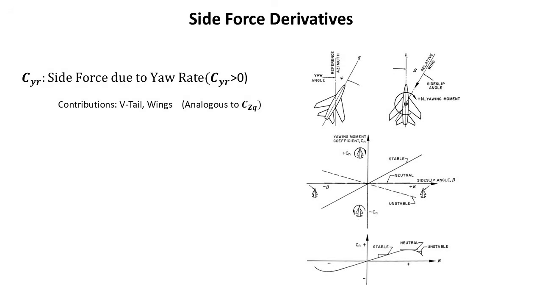This basically creates a net side force to the right, as the left wing generates more aerodynamic force than the right. So yawing right, which is positive R, results in a side force to the right because the left wing experiences more drag, pushing the aircraft in the direction of that yaw.